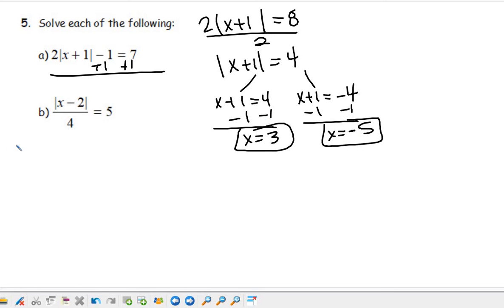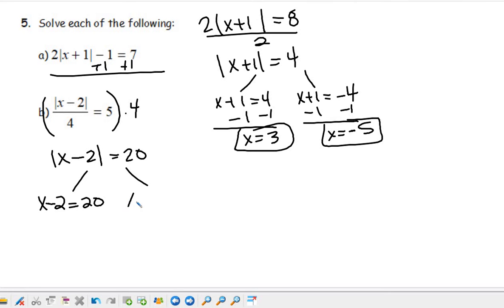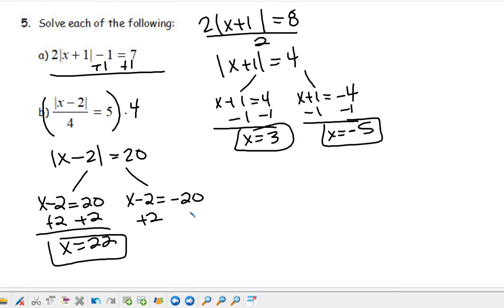Same thing with letter B. We need to get our absolute value isolated first. So how do we get rid of a divide by 4? Well, we multiply. So I have the absolute value of x minus 2 is equal to 20. So once it's isolated, I can write two equations. X minus 2 is equal to 20, and x minus 2 is equal to negative 20. So then I solve. So I have x is equal to 22, and x is equal to negative 18.